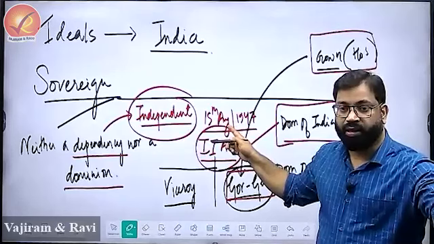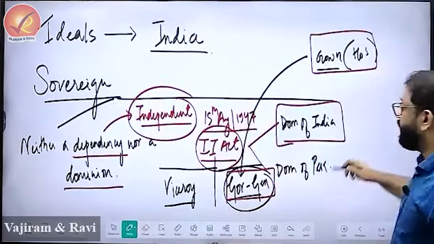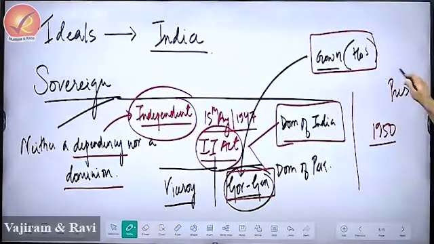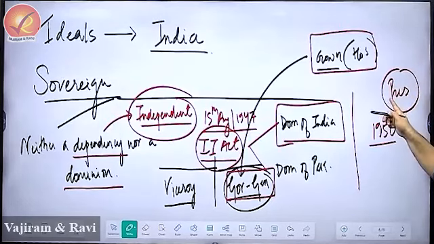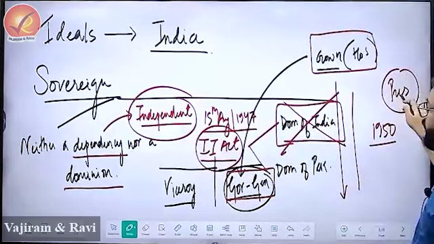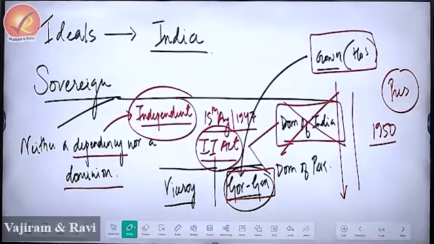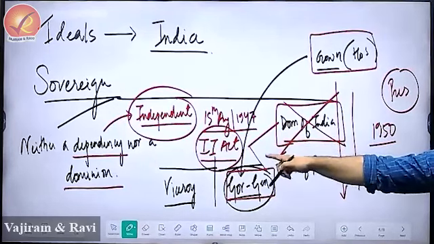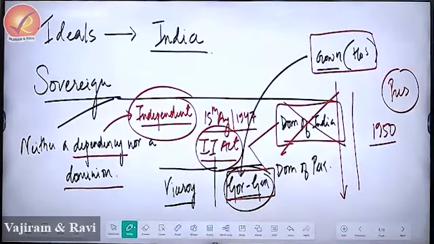Which means, though India became independent in 1947, it was not called a sovereign country in 1947. Rather, sovereignty as a term came in 1950, when the first president of India was elected by the people of India. With that, the dominion status was dropped and India became the Republic of India. Understood? So it is not just not having dependency, it is also not being a dominion, which means in 1950 only India became a sovereign country. Is this clear to all of you?